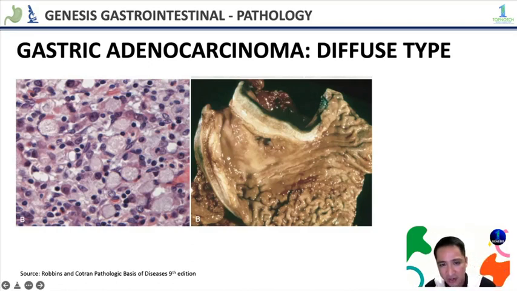In this figure, gross appearance of diffuse adenocarcinoma, we have your linitis plastica, your leather bottle appearance. The gastric wall is markedly thickened. You see also there is loss of rugal folds. No? This is your leather bottle appearance, linitis plastica, and the signet ring cells of diffuse type of gastric adenocarcinoma.